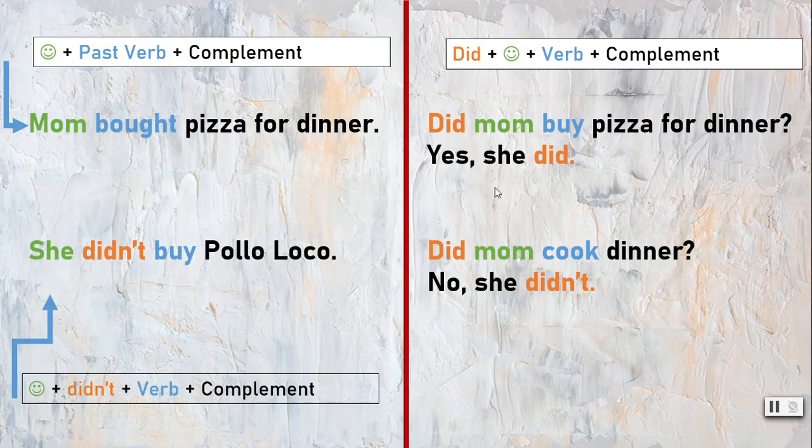And we have two possible answers. Yes, she did. Did. It's the same auxiliary verb. Es el mismo auxiliar. Si en la pregunta tiene did, en la respuesta también va a ser did. Another example. Did mom cook dinner? No, she didn't.